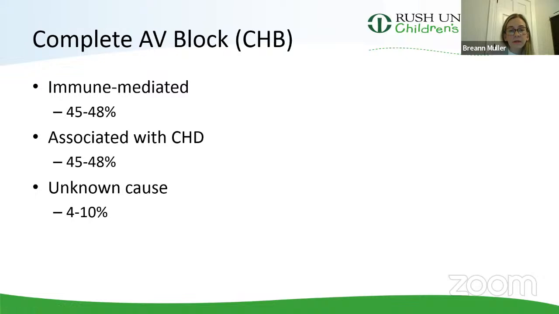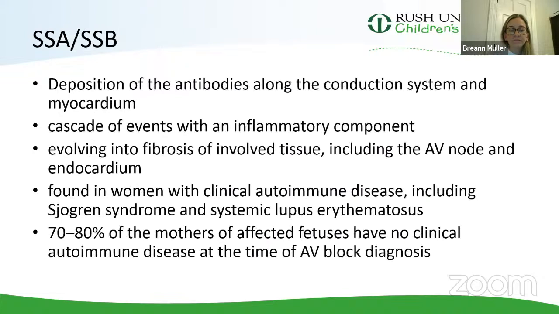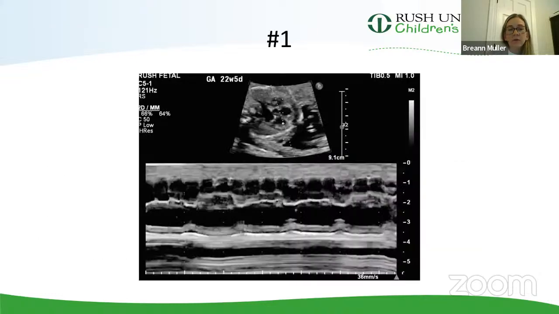So now moving on to complete heart block. The majority are either going to be immune mediated or associated with congenital heart disease. A very rare percentage are associated with no SSA antibodies, no congenital heart disease. It is just random. So with the SSA, SSB, these deposit in the conduction system and cause fibrosis and scarring and damage to the AV node.